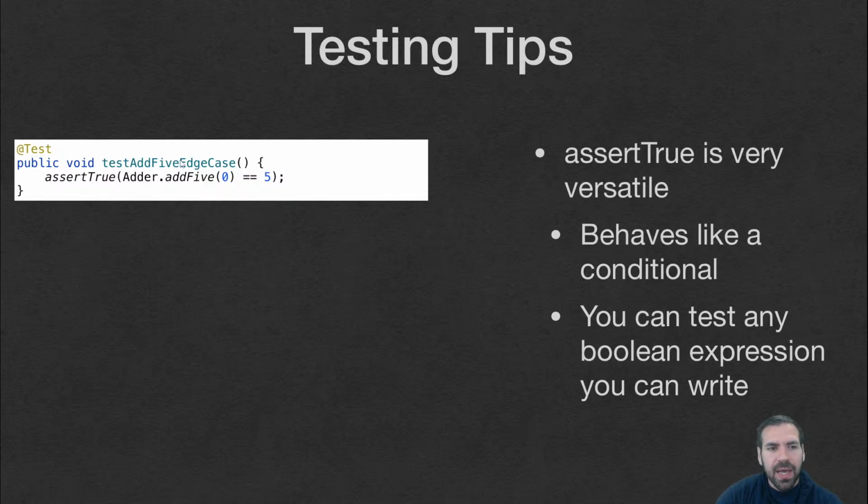So, testing tips. We have a few things that we can do to make our testing a little, I don't want to say easier, but just a few things that we can do to organize our tests a little better. So first, we have assert true. This is your go-to. This is the sledgehammer approach. Assert true is always going to be able to do what you want it to do. You can write any Boolean expression you're capable of writing, and assert true is going to be able to handle that. So anything you can write as a Boolean expression, which is like anything, is going to work with assert true.